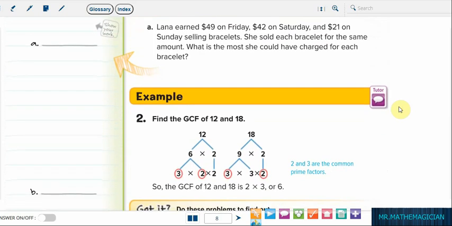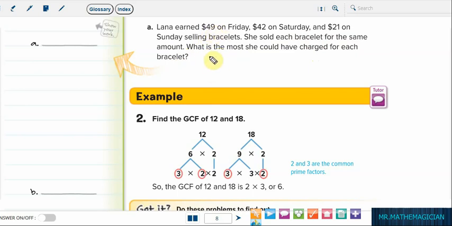Lana earned $49 on Friday, $42 on Saturday, $21 on Sunday selling bracelets. She sold each bracelet for the same amount. What is the most she could have charged for each bracelet? So the same idea, it's the idea of the common factor.